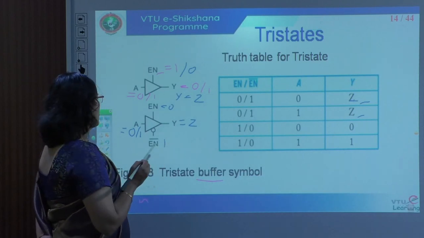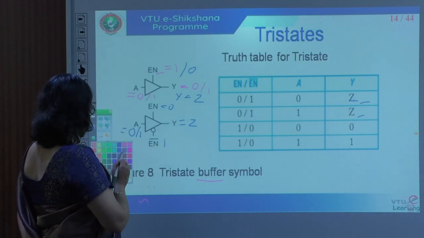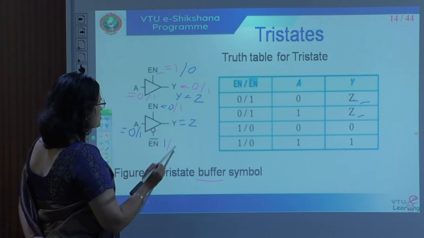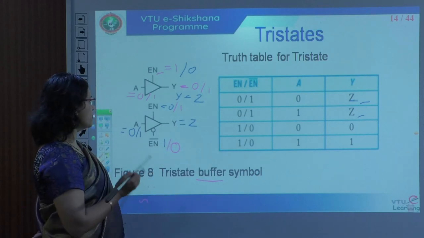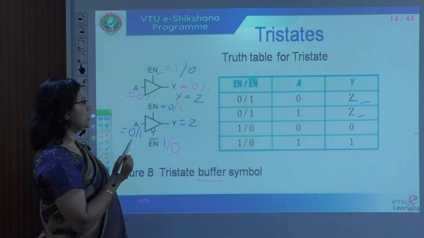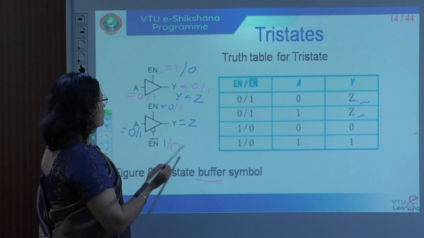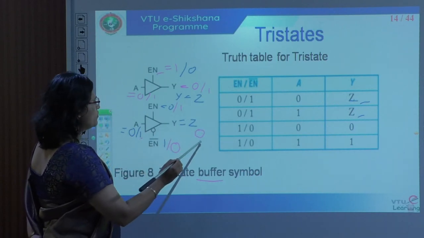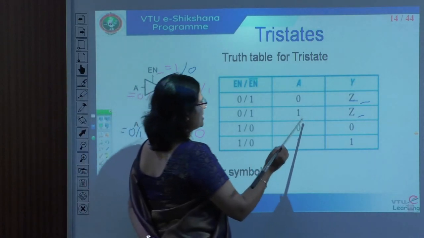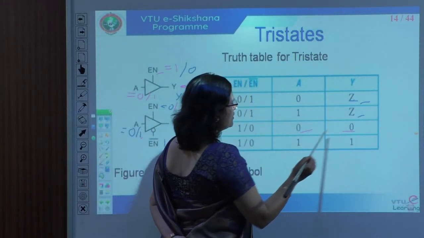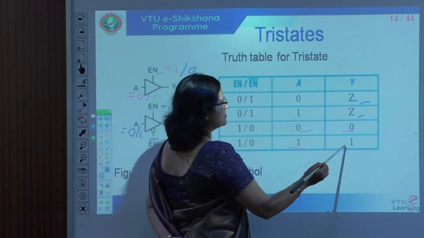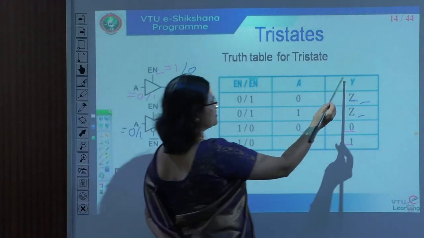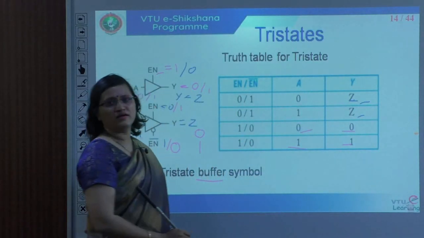Okay. So now if you give the enable signal as 1, so that the enable bar will be 0. If you give A input as 0, your output will be 0. If you give A input as 1, the output will be 1. See, A input as 0, output will be 0. If A input is 1, the output will be 1. So how many states? Z, 0 and 1.